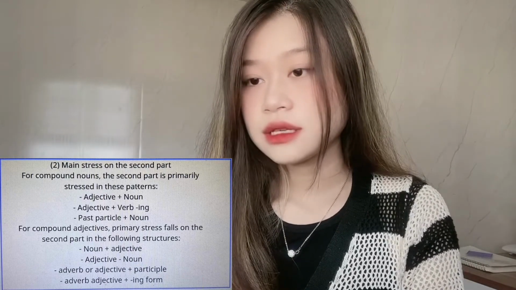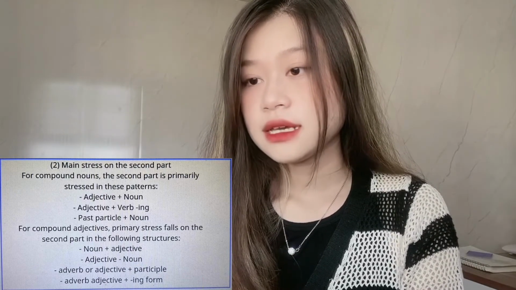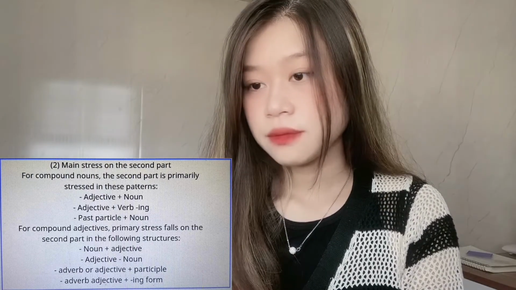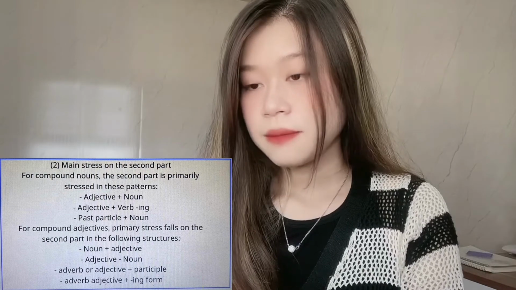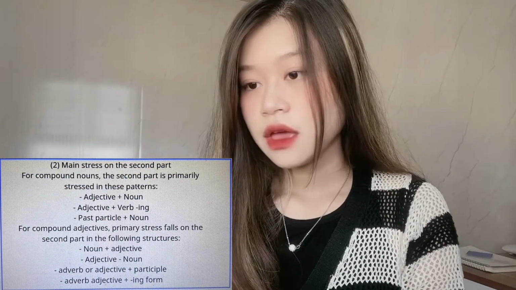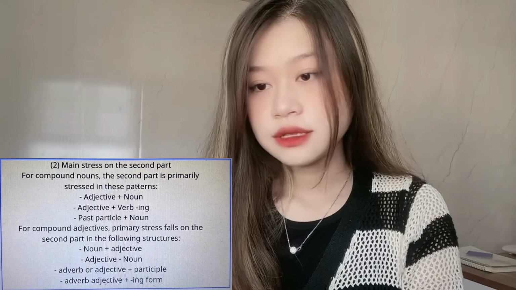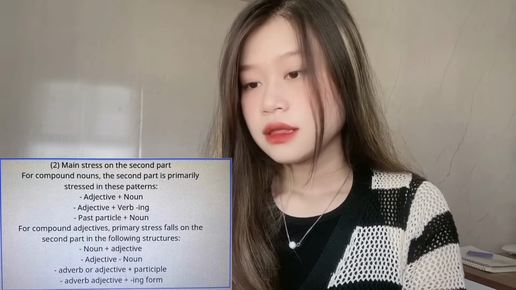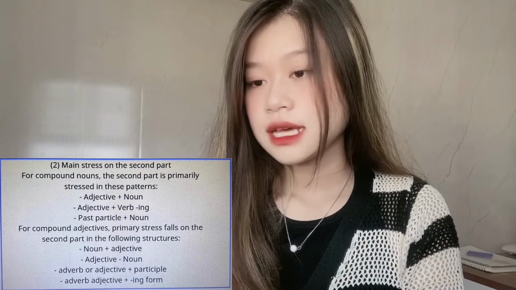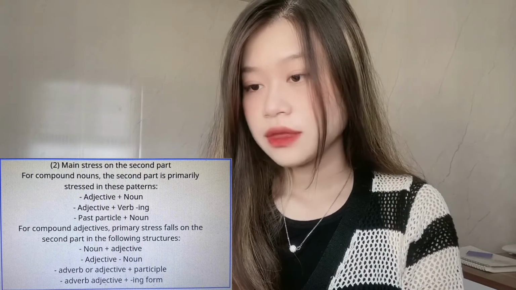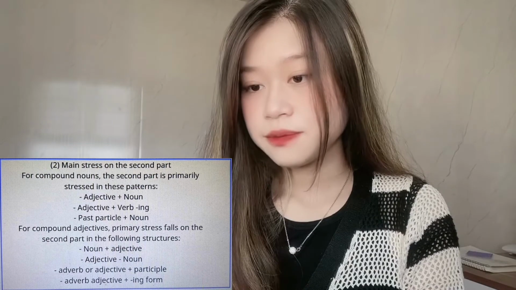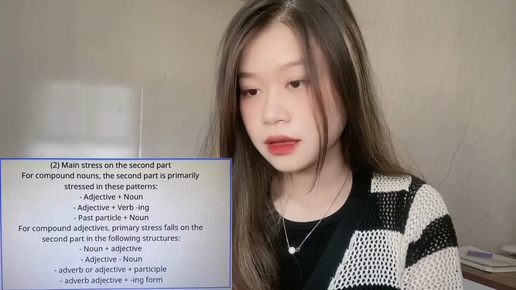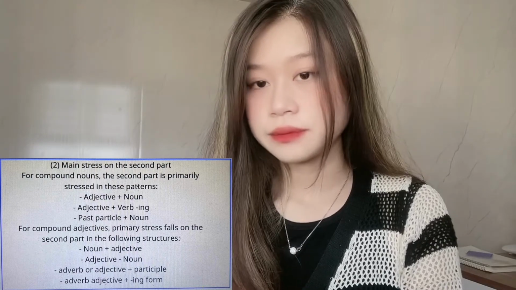And the second is main stress on the second part. For compound nouns, the second part is primarily stressed in these patterns: adjective plus noun, adjective plus verbing, past participle plus noun. For compound adjectives, primary stress falls on the second part in the following structures: noun plus adjective, adjective plus noun, adverb or adjective plus participle, adverb or adjective plus infinitive.